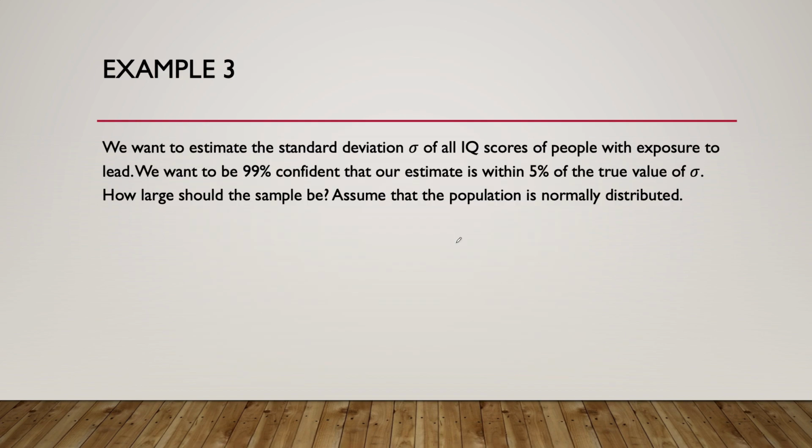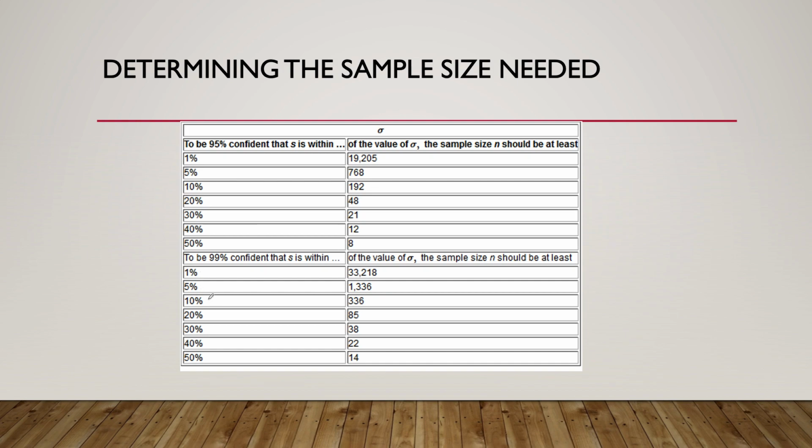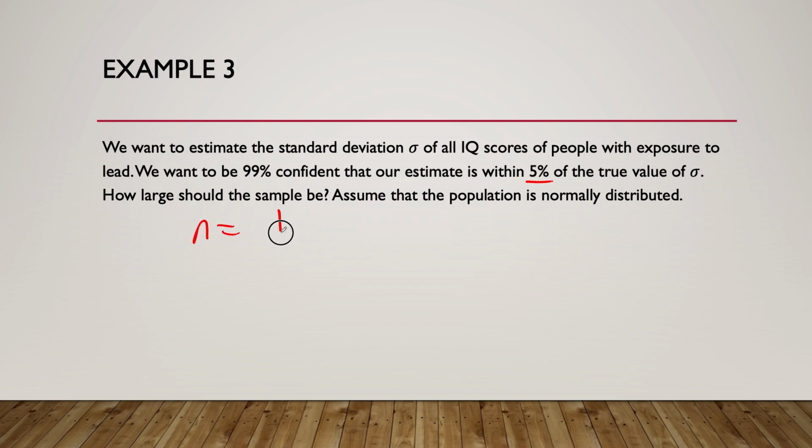We want to estimate the standard deviation sigma of all IQ scores of people with exposure to lead. We want to be 99% confident that our estimate is within 5% of the true value of sigma. How large should the sample be? Assume the population is normally distributed. So we look at the table we just had on the last slide. We want 99% confident, and the standard deviation needs to be within 5%. So that value, according to this table, is 1,336. So 1,336 would be that sample size from that table.